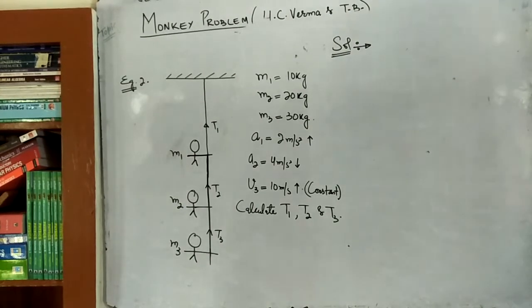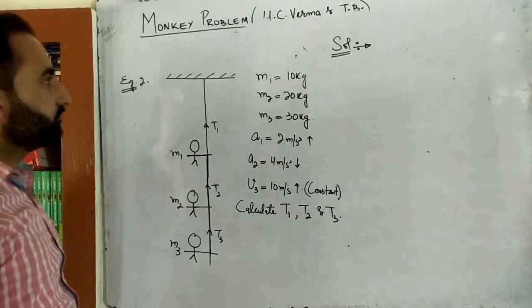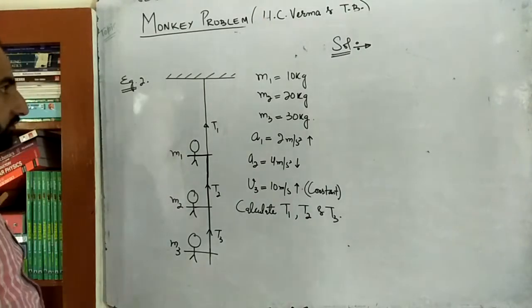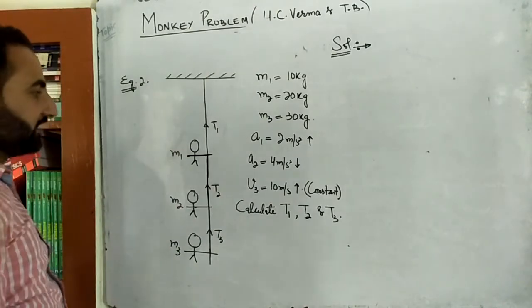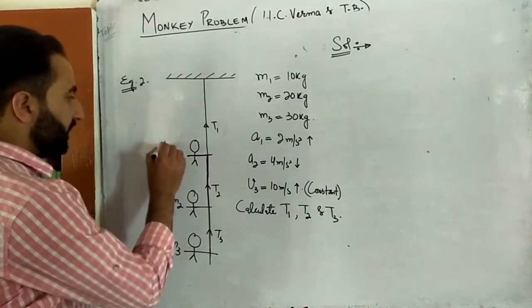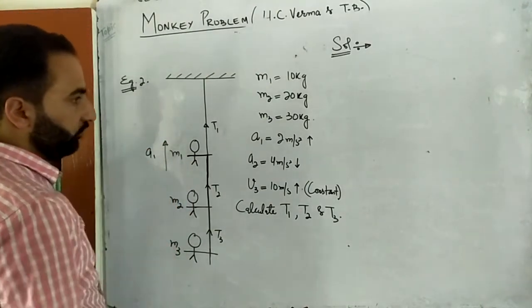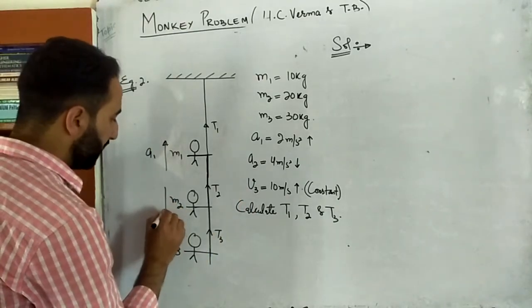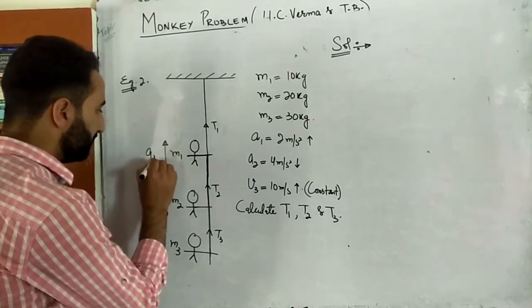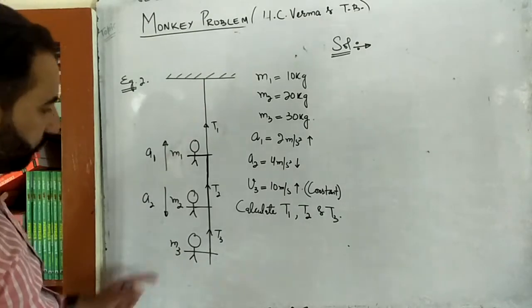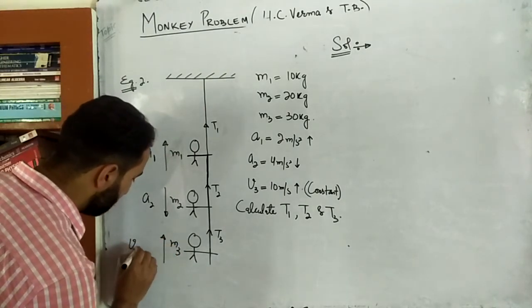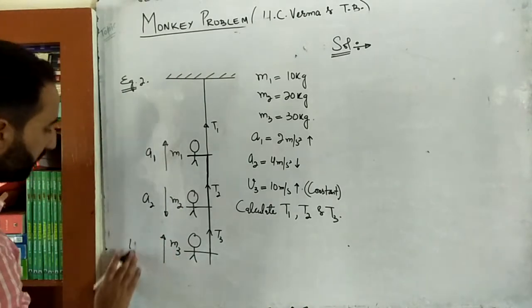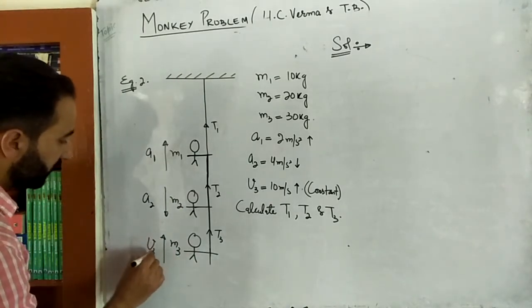Okay, next example, a bit complicated. There are three different monkeys, m1, m2, m3. Masses are given: 10 kg, 20 kg, 30 kg. Their accelerations are given. This one accelerates in the upward direction with an acceleration of a1. This one goes in the downward direction with an acceleration of a2. That's also given, that's 4 meters per second squared. And this one moves with a constant velocity in the upward direction, v3. That's equal to 10 meters per second.